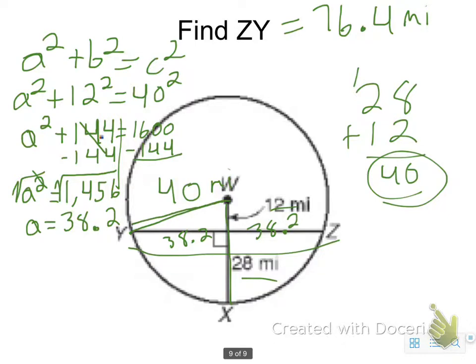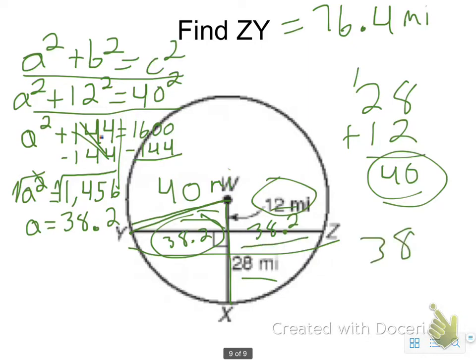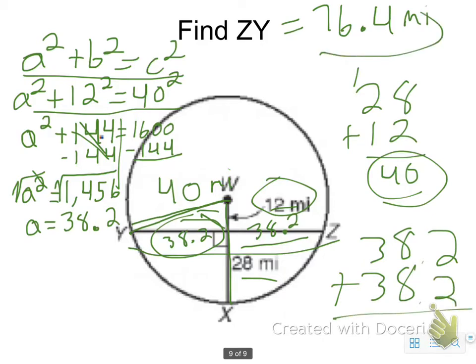So I can use the Pythagorean theorem, and I know that's my hypotenuse. A squared plus b squared equals c squared. A squared plus 12 squared, because that's one of my legs, equals 40 squared. 12 squared is 144. 40 squared is 1600. Subtract 144 from both sides, I get 1456. Taking the square root of that, I get approximately 38.2. That is just my halfway across, so then I add 38.2 plus 38.2, and I get 76.4 miles.